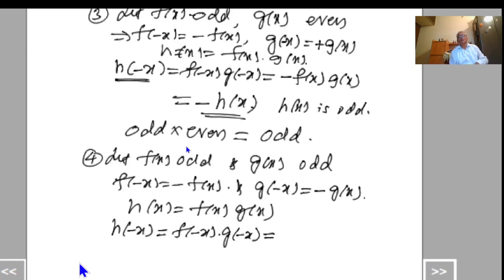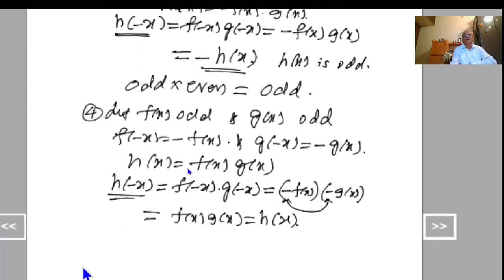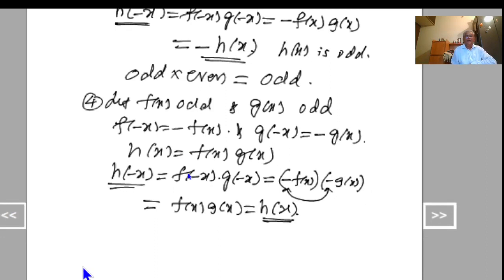This is equal to, what is f of minus x in this case? It is minus f of x, into, what is g of minus x? G of minus x is also minus g of x. So this is equal to minus into minus, plus. This is plus f of x into g of x. This is nothing but h of x. So h of minus x is equal to h of x. This implies h of x is an even function.